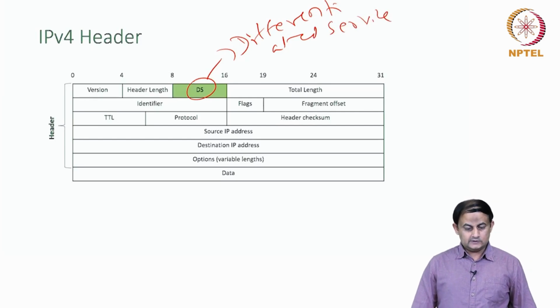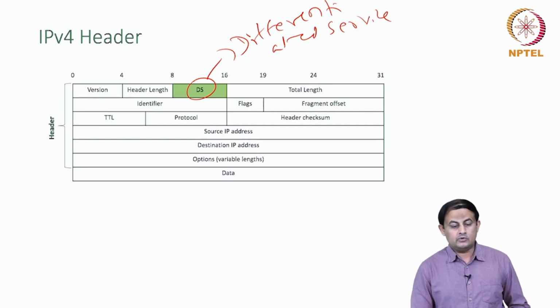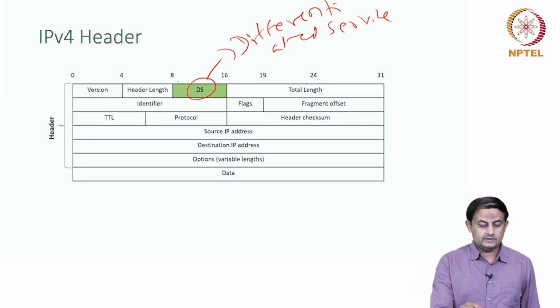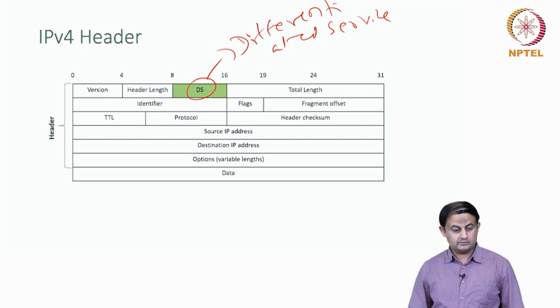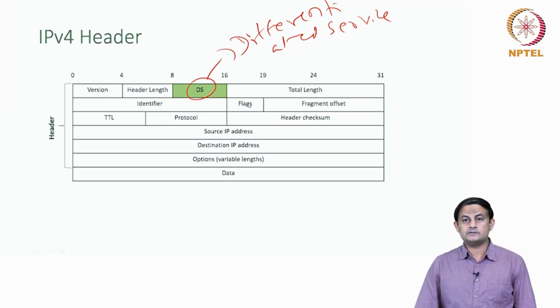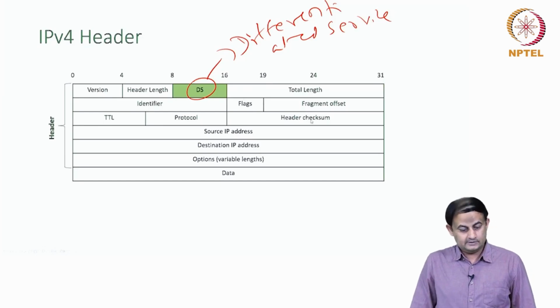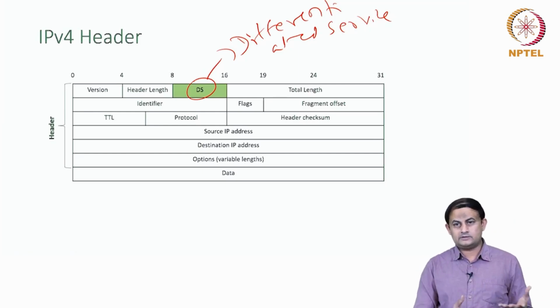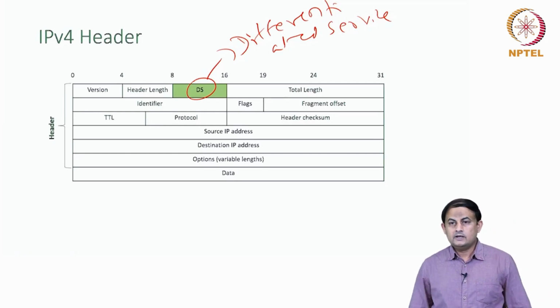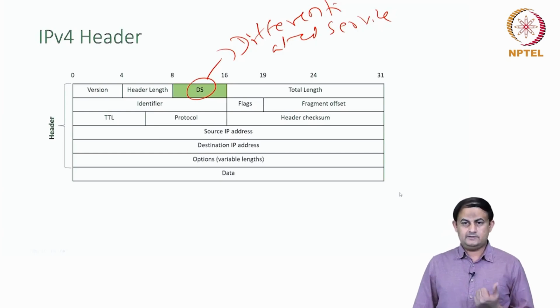So this is the same 8-bit, 1 octet field, from bit number 8 to 15. This field is sometimes referred to as the type of service and sometimes as the differentiated service. Differentiated service is the one we are going to be discussing in our context, but differentiated service has a history.